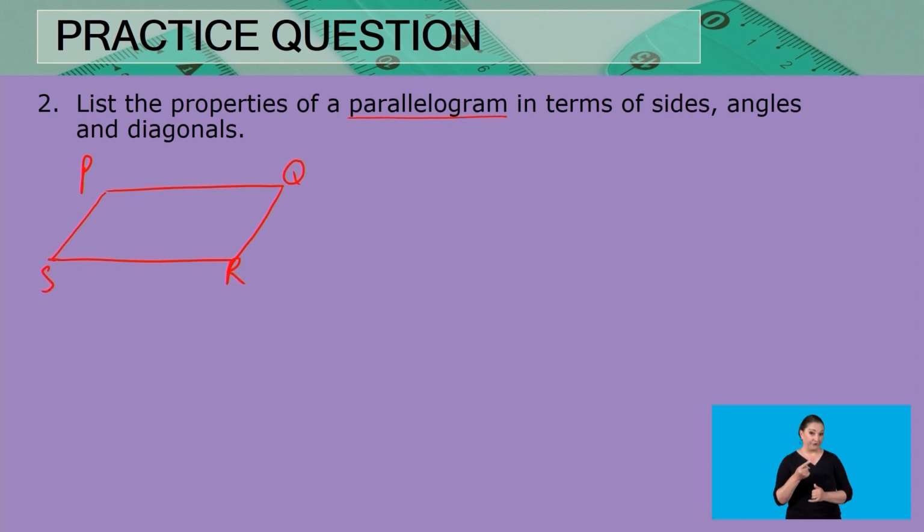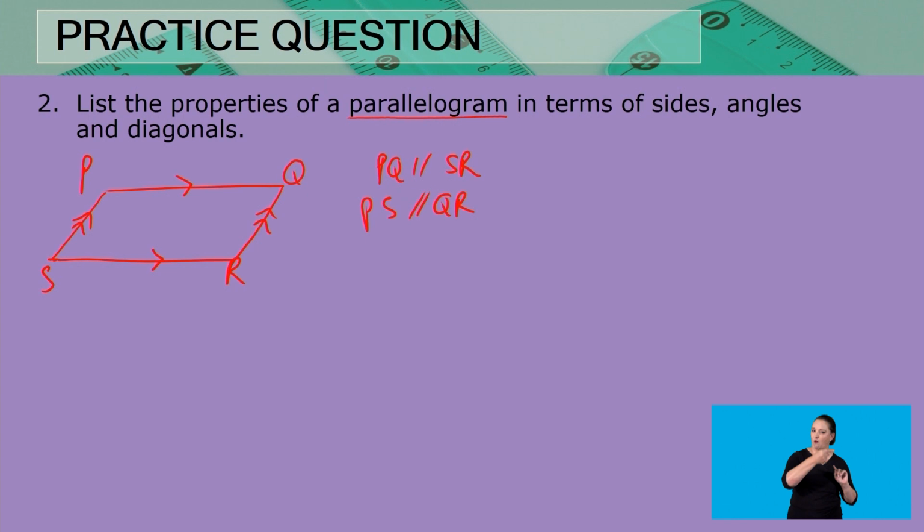A parallelogram, firstly, we know that it has two pairs of opposite lines that are parallel. So that means that PQ is parallel to SR, and of course PS is parallel to QR. So PQ is parallel to SR and PS is parallel to QR.